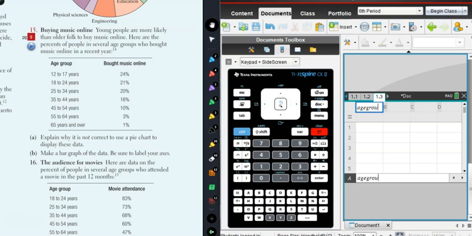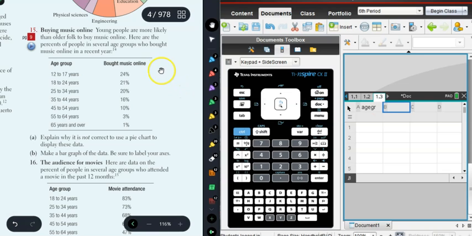Okay. Now, if I do age group, see how it highlights it? That means it's not going to let you do that. So I'm just going to do age GR, and we're going to call that first one age GR. I don't know why age group is not allowed. I think it has to do with the terms. And then the second one is going to be online.